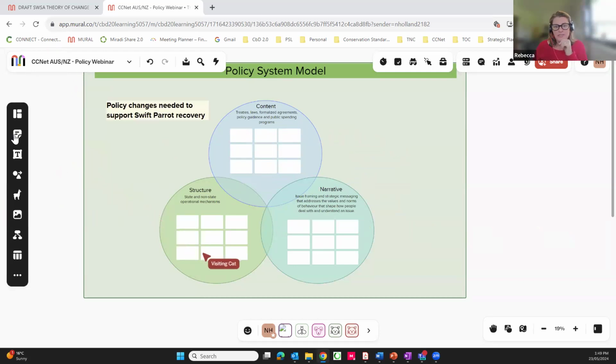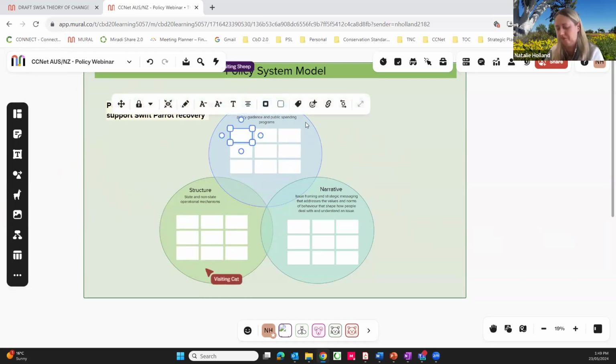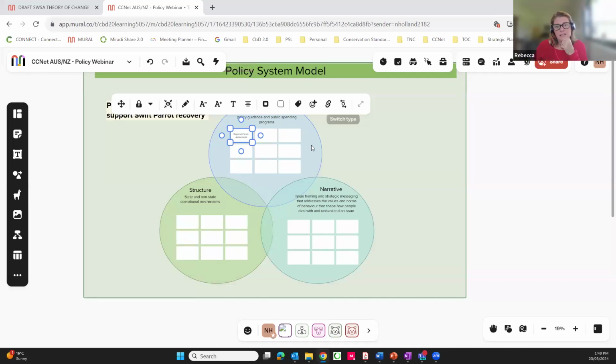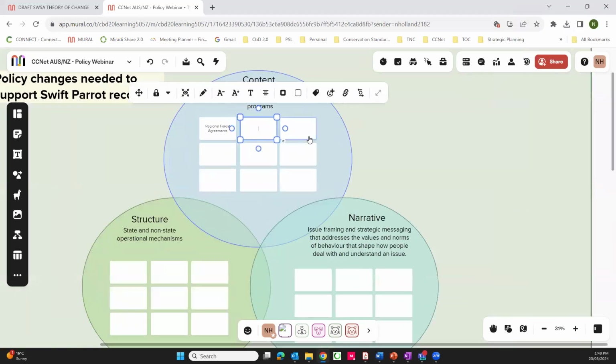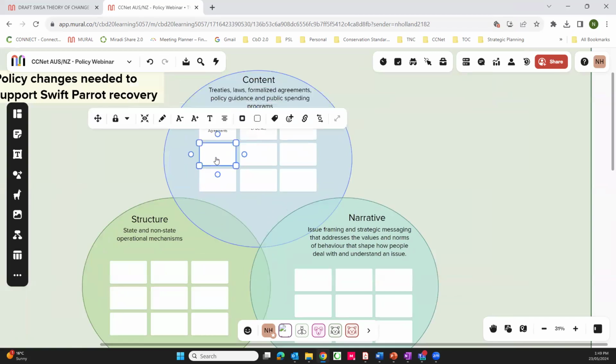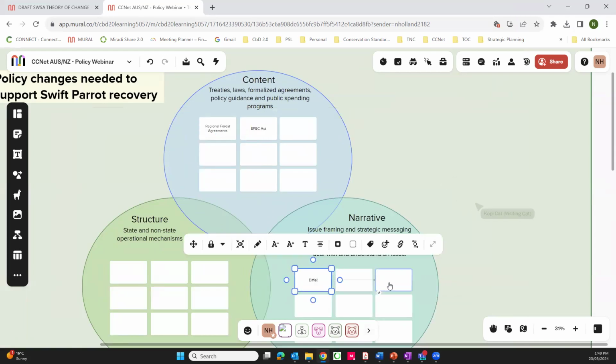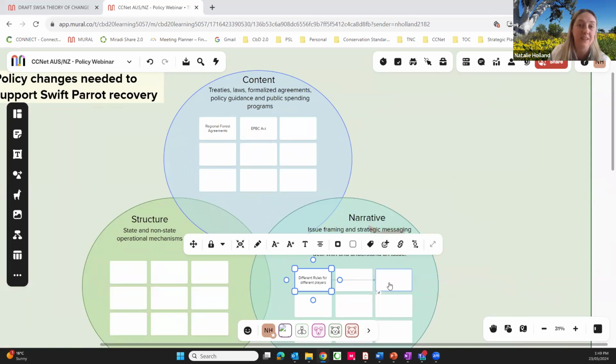So content: regional forest agreements, the EPBC Act, probably Tasmanian Threatened Species Acts, that sort of thing. And it's Sarah here, Nathalie. Sorry, I've got issues with my camera. But around the narrative, there being different rules for different players, and the need for alignment. Would you mind, Sarah, expanding on that, just because I'm conscious we've got a number of folks here from Malaysia and elsewhere?